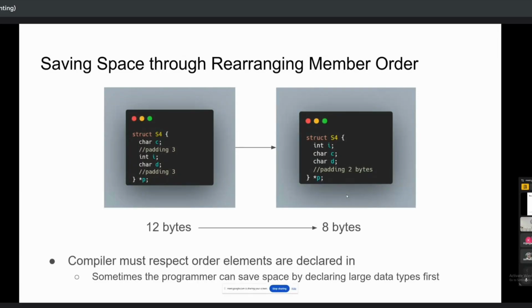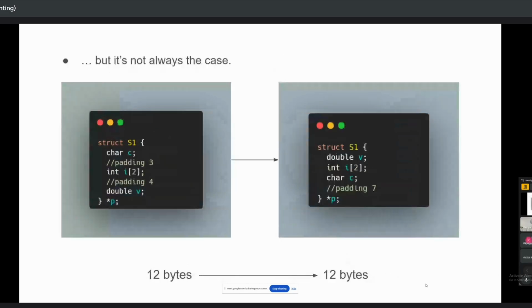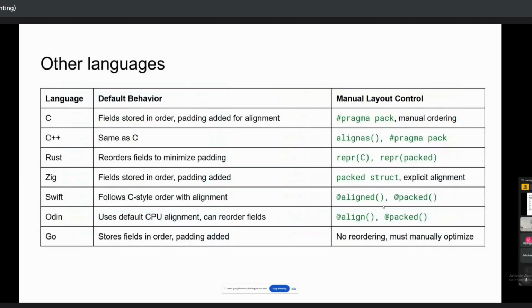That's the rule once you start implementing this in other languages. The compiler must respect the order of elements as declared, and sometimes the programmer can save space by declaring large data types first. But sometimes you might reorder and nothing changes. From there, you can't do anything, so you just accept the situation. That's how it is. But in some languages, they do compaction of memory.